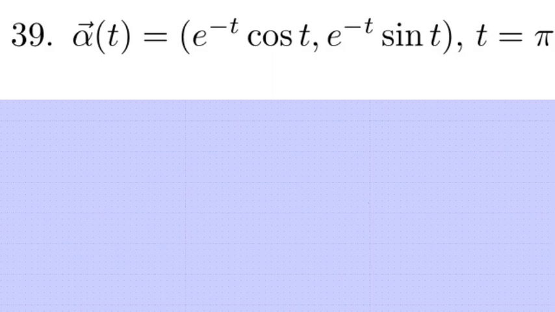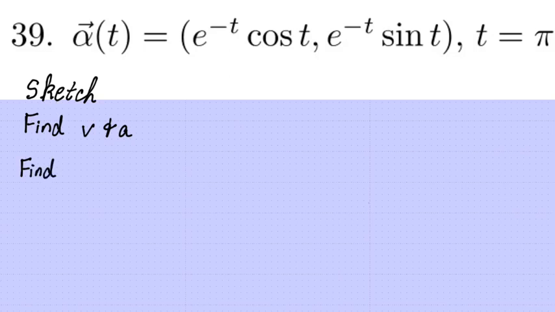No, but I did come up with a different one for us now. So here we want to, let's do all of the things. So we'll sketch, we'll find V and A, and we'll find the tangent line when t equals 0.